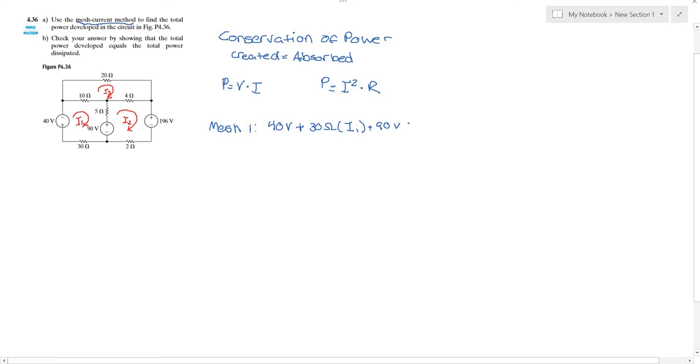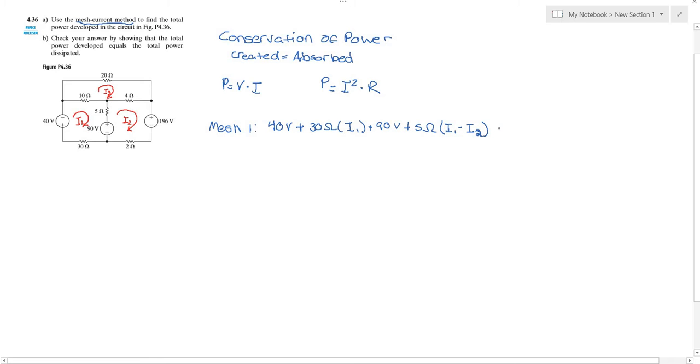Now, this is where it gets interesting. Then we're going to go to the 5 ohm resistor. And this one, it's not actually I1. It's I1 minus I2, right? The reason is because there is current from I1 going through here, but also current from I2 going against it, right? And because my orientation is clockwise, I'm going to make I1 my starting one minus my I2.